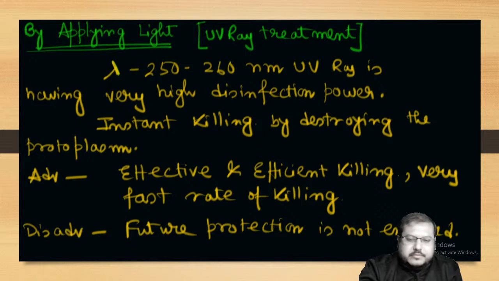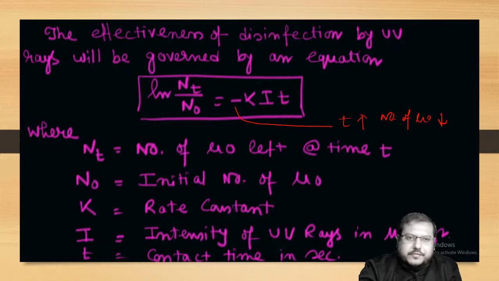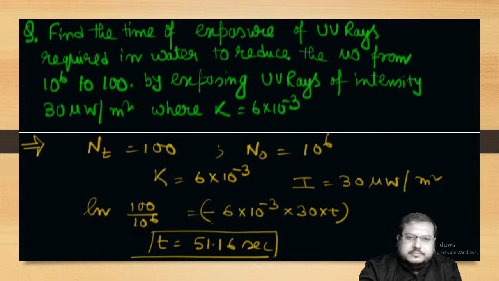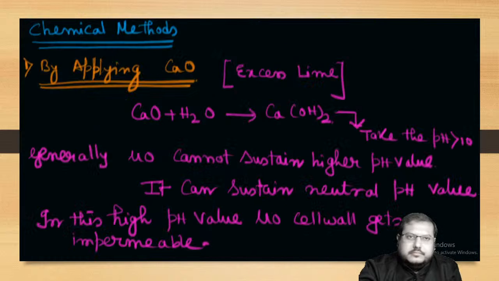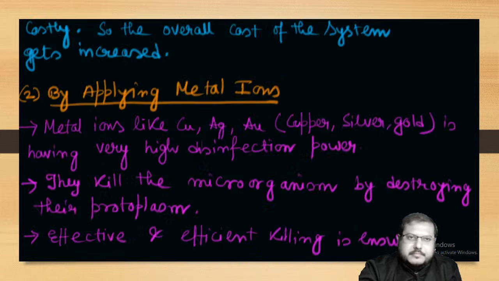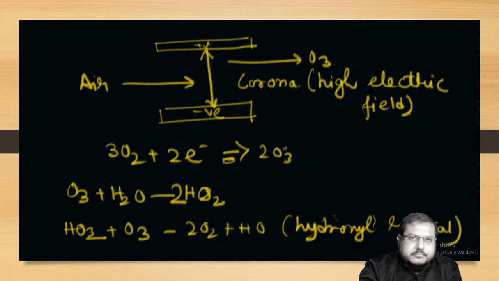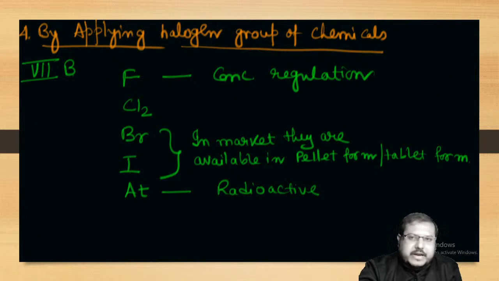Briefly discussed all the physical methods. First, temperature, heat, and light. Gone for the equation for this UV ray treatment. Solved the question. Then chemical methods by applying calcium oxide, metal ions, ozone. Then we entered the halogen group of chemicals.